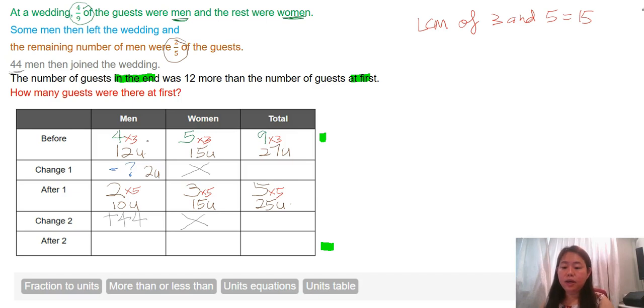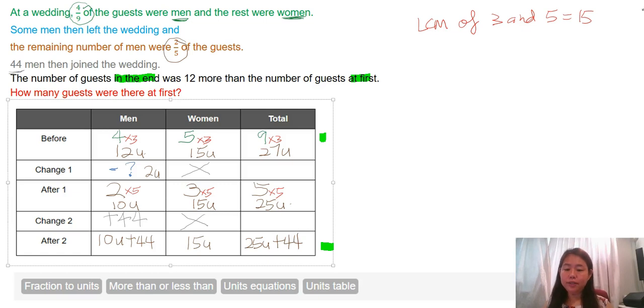Okay, so what happened to the last row? Any idea? So for the last row, what you need to do is, you must remember that this is 10 units here. And if we plus 44, this is what happened to the number of men in the end. And this is the number of women in the end. So the total here will be 10 units plus 15 units, which is 25 units, and plus 44.